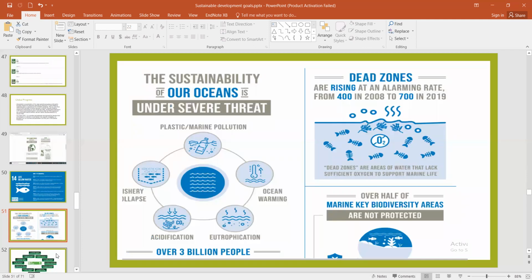The sustainability of our ocean is under severe threat due to plastic and marine pollution, increased ocean warming, eutrophication, acidification, and fishery collapse. Dead zones are rising at an alarming rate, from 400 in 2008 to 700 in 2019. A dead zone is basically an area of water that lacks sufficient oxygen to support marine life.